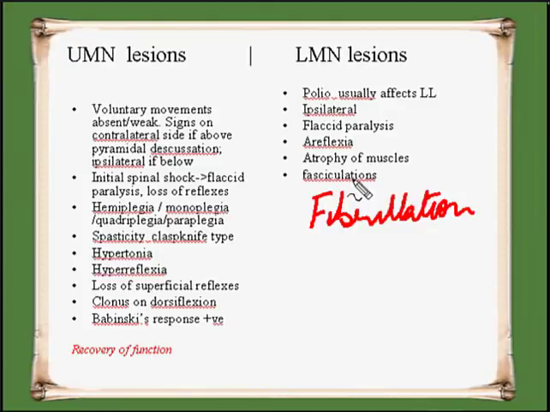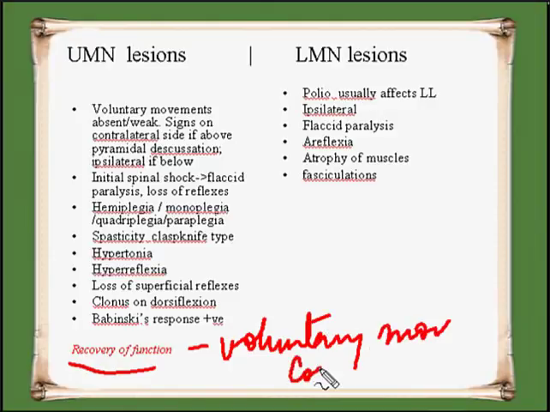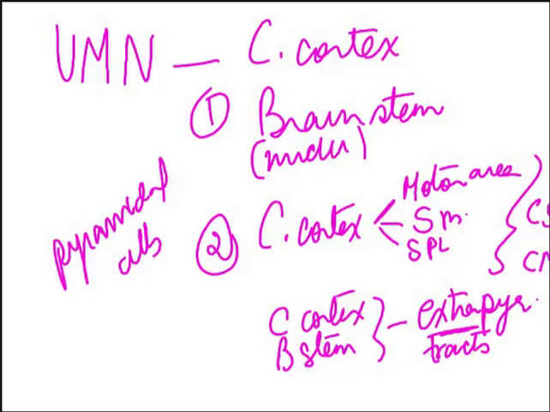Now, sometimes you will see a recovery of function and voluntary movements tend to come back. And this is because of the progressive increase in influence of the ipsilateral motor cortex on the 10% of uncrossed fibers in the anterior corticospinal tract. So to explain what I'm saying, let's look here at this. So here we have the cerebral cortex.